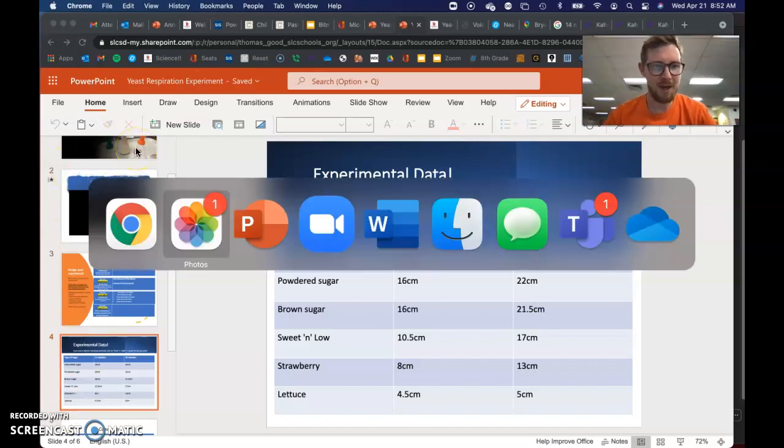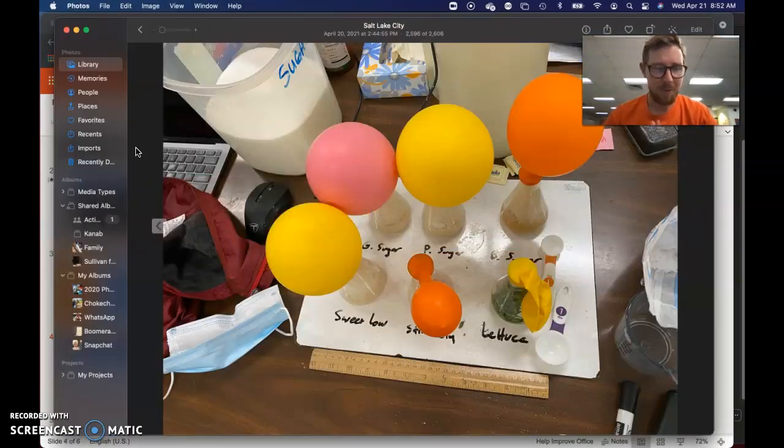So, yesterday, I'll just show you the experiment I did with the online students. We used yeast and different types of sugar and water to watch respiration in action.